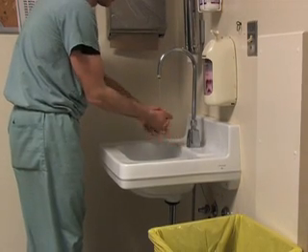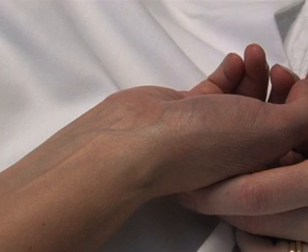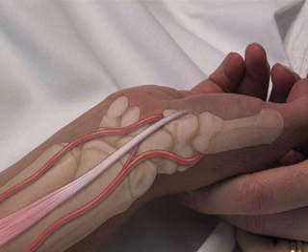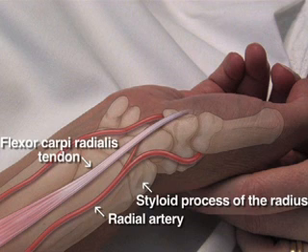Wash your hands according to good standards prior to examining the patient. Extend the patient's wrist to bring the radial artery close to a more superficial position. The radial artery is located between the styloid process of the radius and the flexor carpi radialis tendon.